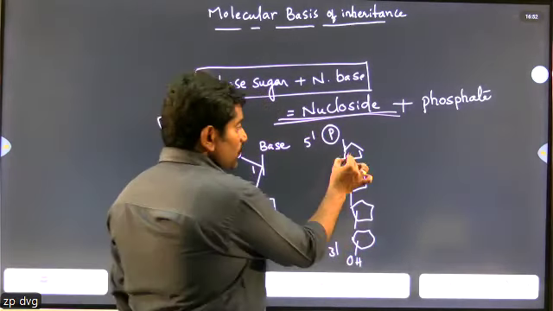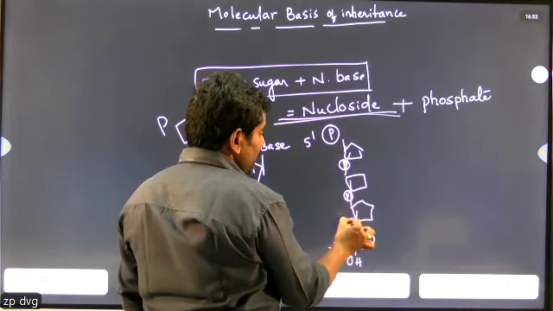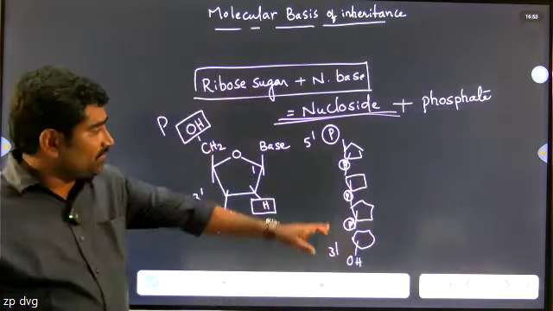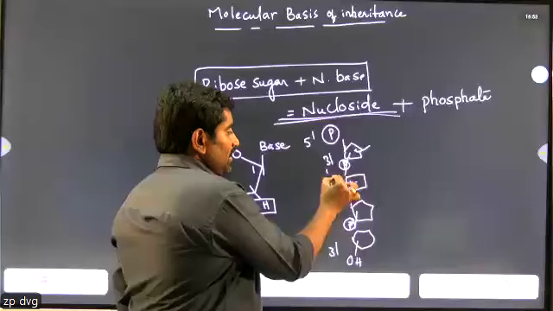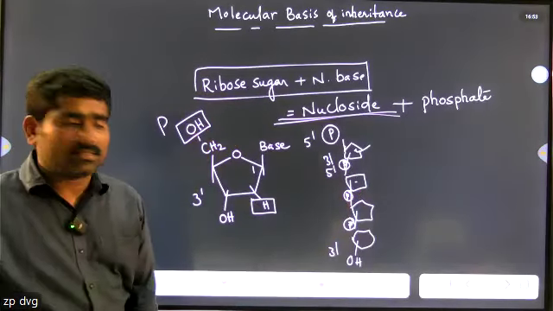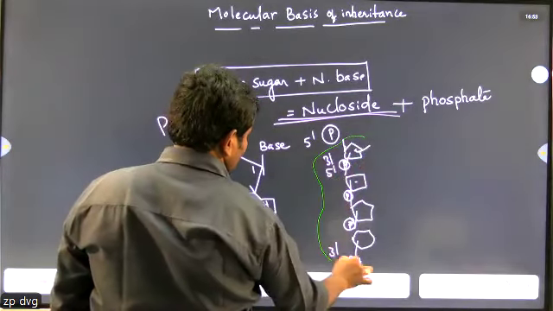But in this chain, if you see, phosphate will be there in the middle, everywhere. This phosphate belongs to, for this nucleotide it will be 3 prime, for this nucleotide this will be 5 prime, like that. So this is the concept here.